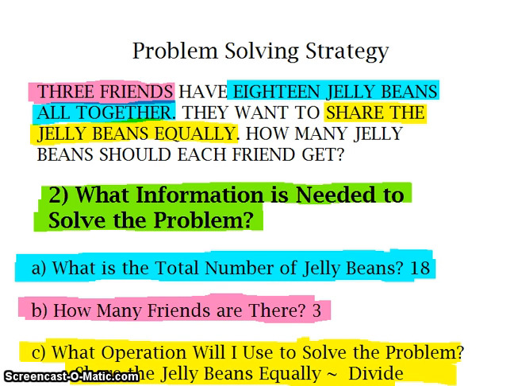In my problem, I know that I have 18 jelly beans. How? Because it says 18 jelly beans all together. That means that is the total amount. Secondly, I know that I have 3 friends because that's what the question starts off with. It says 3 friends have. So my answer for B, how many friends are there? The answer is 3.